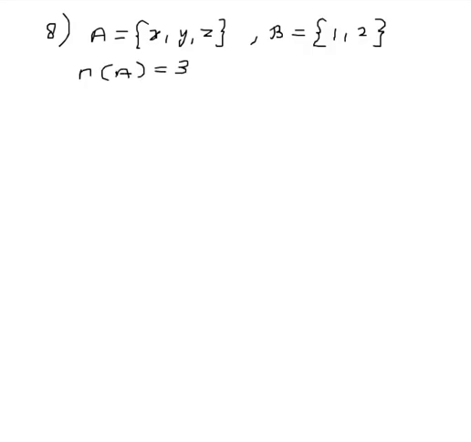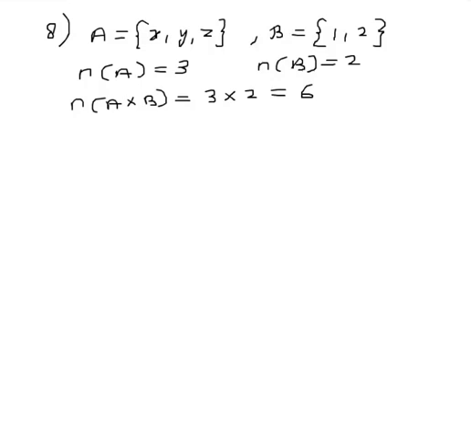Question 8. Let set A be x, y and z and set B is equal to 1, 2. Find the number of relations from A to B. We know that n of A is 3 and n of B is 2. So the Cartesian product will have 3 into 2, 6 elements.